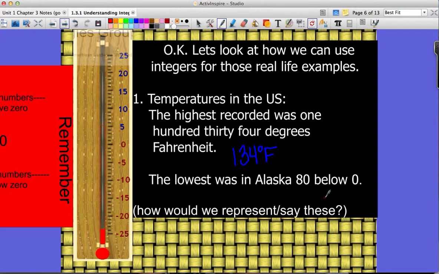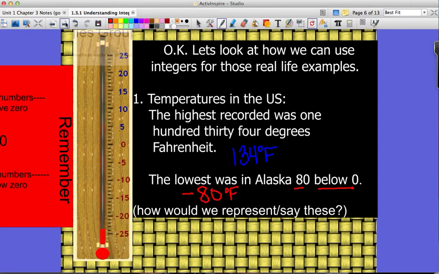But now if I have 80 degrees below 0 that they recorded in Alaska, because it's below 0, below tells me that it should be negative, and it's a negative 80 because that's the number we're working with, and it's degrees Fahrenheit, so you still can use your label, but now we use a negative symbol in order to show that it was below 0, that it was very cold.